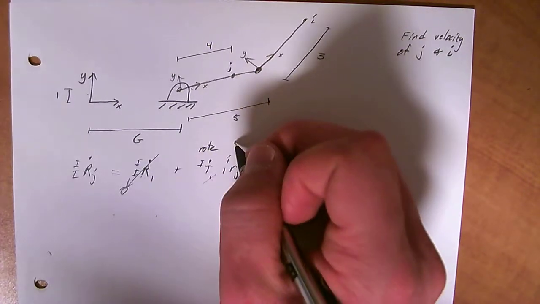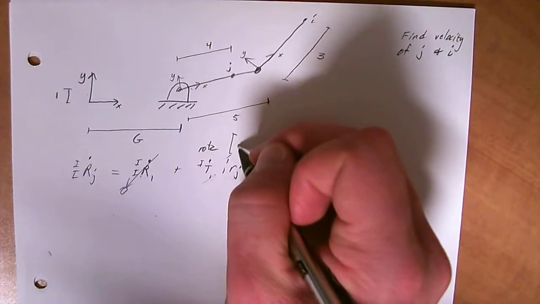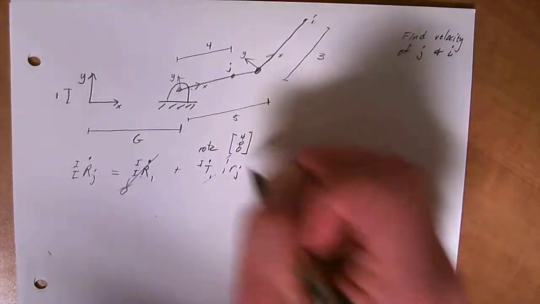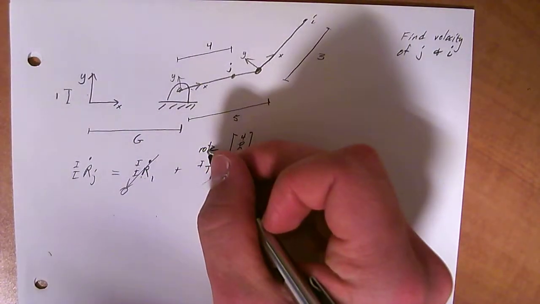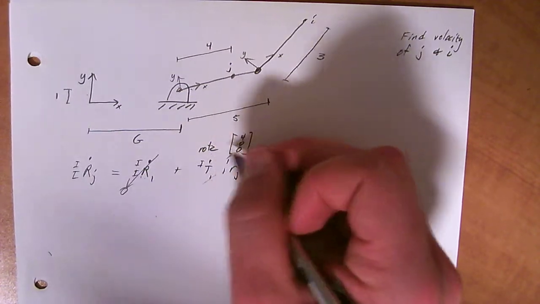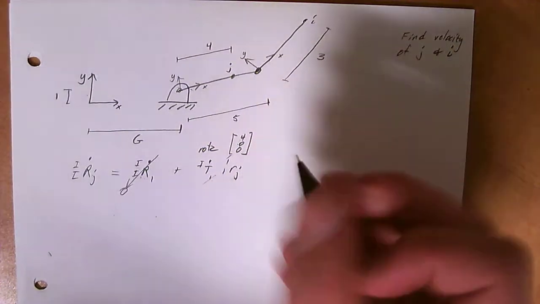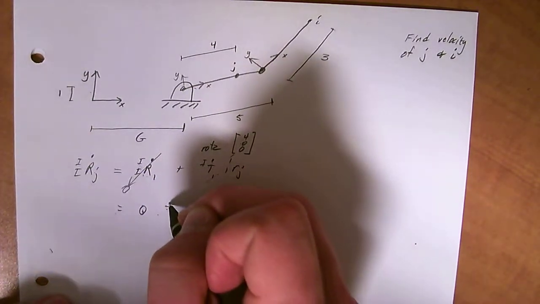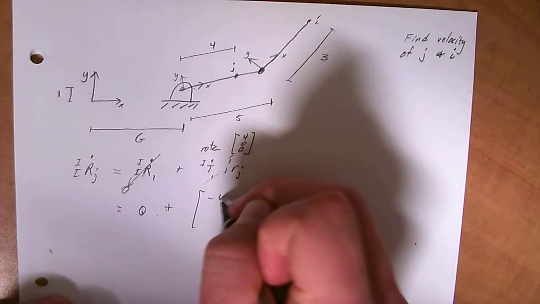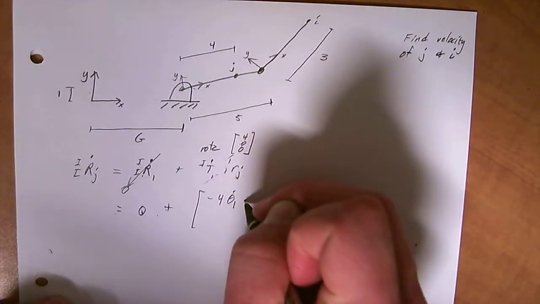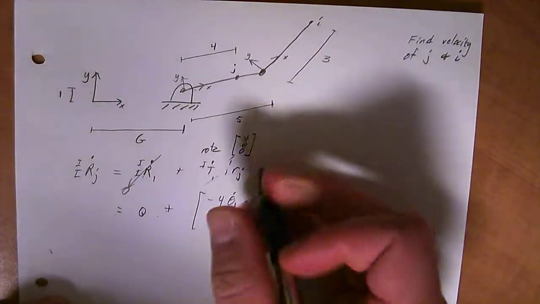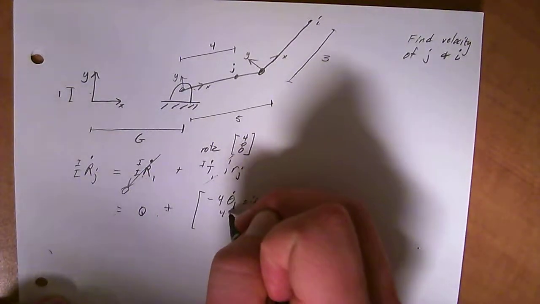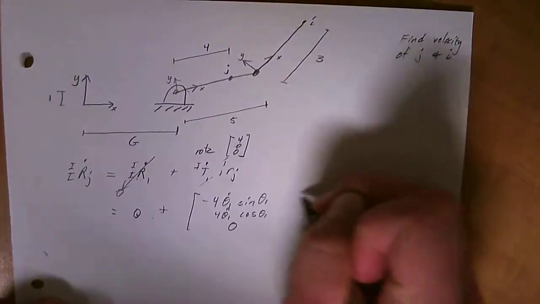And you use that matrix, that's the transformational matrix. And this is going to be 4, 0, 0 right here. So the rotational matrix about z times 4, 0, 0. If you multiply that all out, you're going to end up with 0 plus negative 4 theta dot 1 sine of theta 1, cosine of theta 1 for theta dot 1, 0.